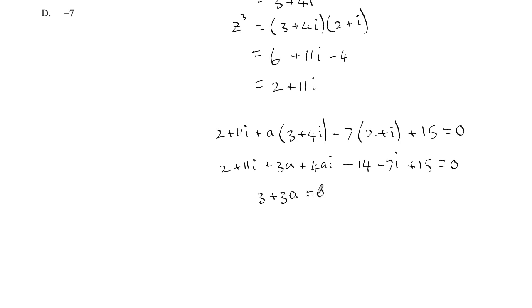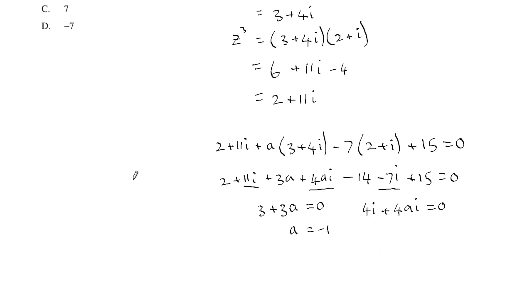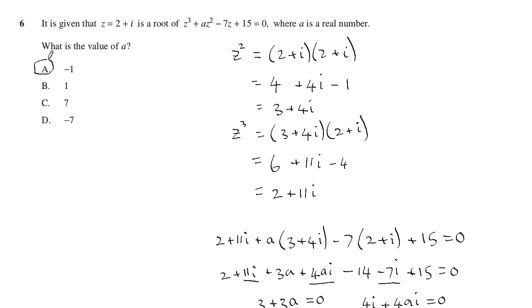Or alternatively, you could take the imaginary parts, so the 11i, 4ai, and the minus 7i. Let's simplify the 11i minus 7i, that's 4i. And then we've got that one. That's also going to be equal to 0. And either one of those equations will give you a equals negative 1. It's good to do both just to check, because they should both give the same solution. So that makes it A.